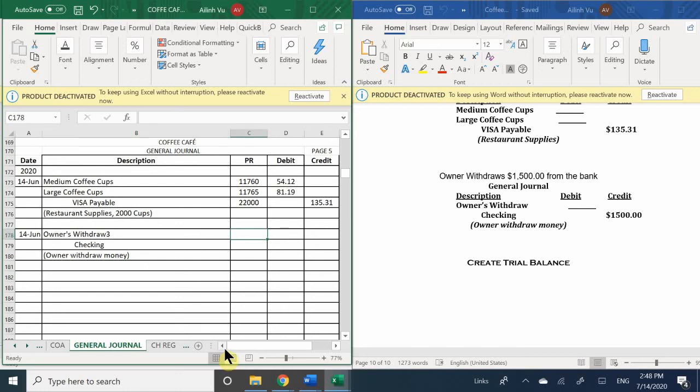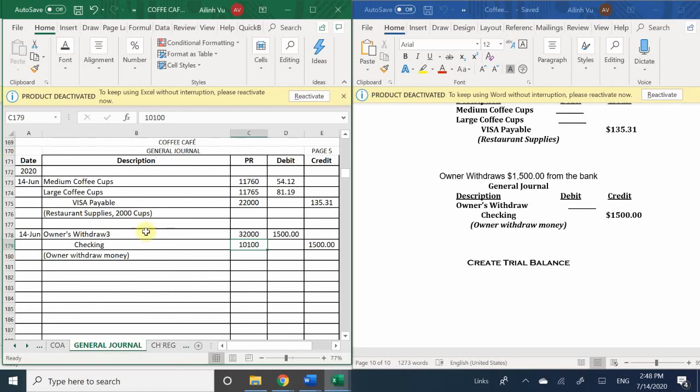So what account number is owner's withdrawal? 32,000. All right, and then checking is 10,200, and we're taking out 1,500. 10,200? 10,200. 10,100. Yeah, 10,100. Okay, so here we're taking out 1,500.